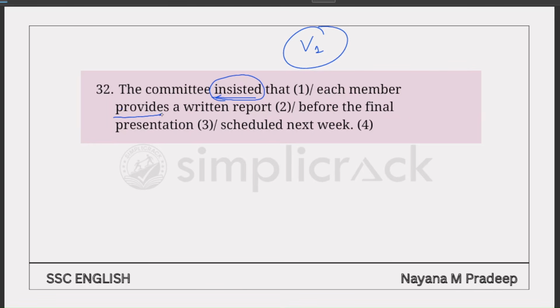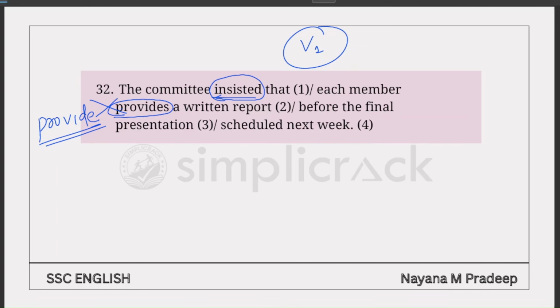But what form of the verb have we used here? It is V5. We have an S at the end. So this is wrong. Instead of provides, we have to use provide. The committee insisted that each member provide a written report before the final presentation.